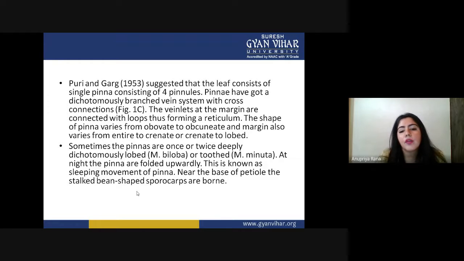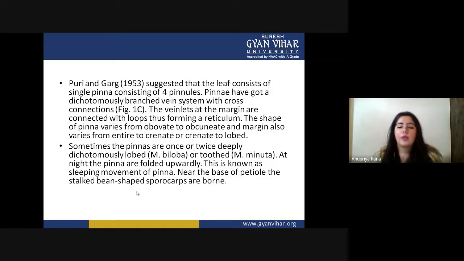At night, the pinna are folded upwardly. This is known as the sleeping movement of the pinna. In the night, the pinna fold in an upward condition, not a downward condition. Basically, this happens because of excess water in an aquatic habitat, where the leaf stomata can absorb more water, so they fold up.